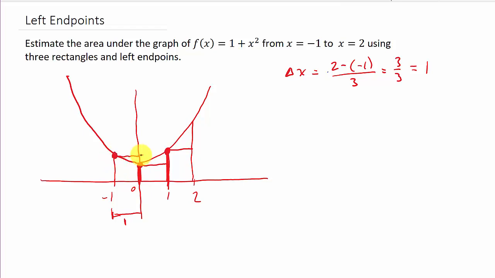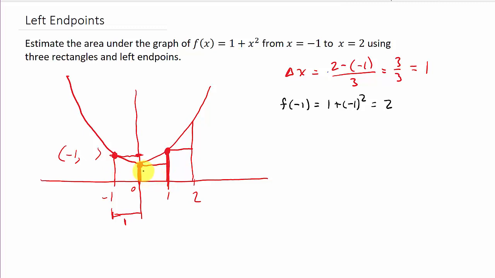Okay, if we can calculate this y value here, this is the point -1 and then some y value. Well, how do you get that? You plug this -1 into the function, and that gives you the y value, which would give us the height of the rectangle. Okay, so let's calculate f of -1. So f of -1 is equal to 1 plus -1 squared, which is 1 plus 1, which is 2. Okay, so that's the height of this rectangle.